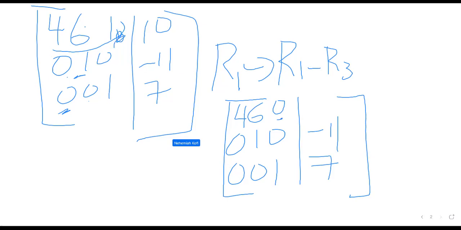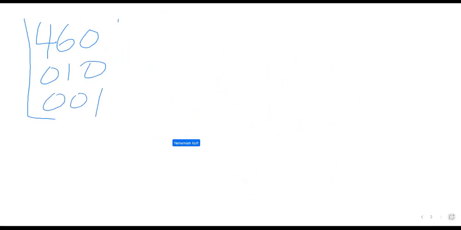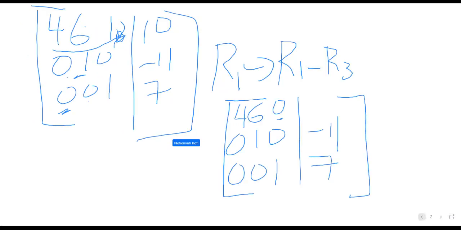So let me move on. So now I have 4, 6, 0, 0, 1, 0, 0, 0, 1. And I have, I'm coming. Did I change the middle one? Okay, I didn't change the last one. So 10 minus 7. 17 minus 10. Sorry.